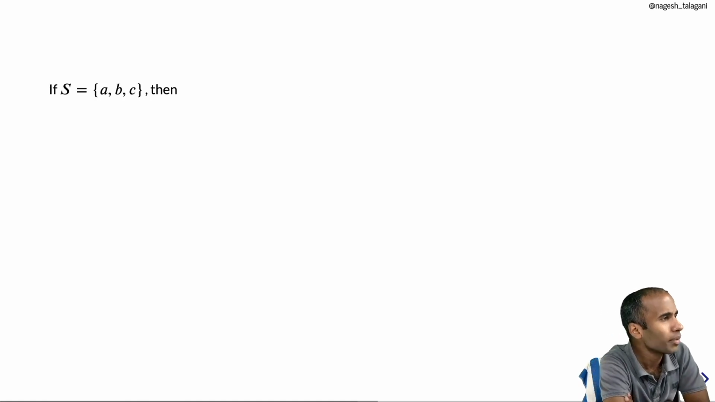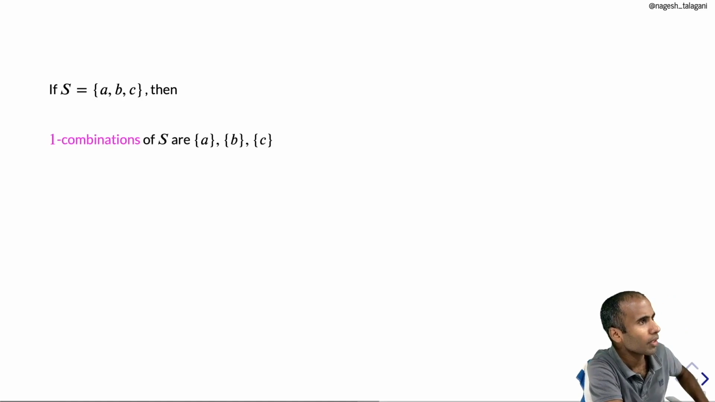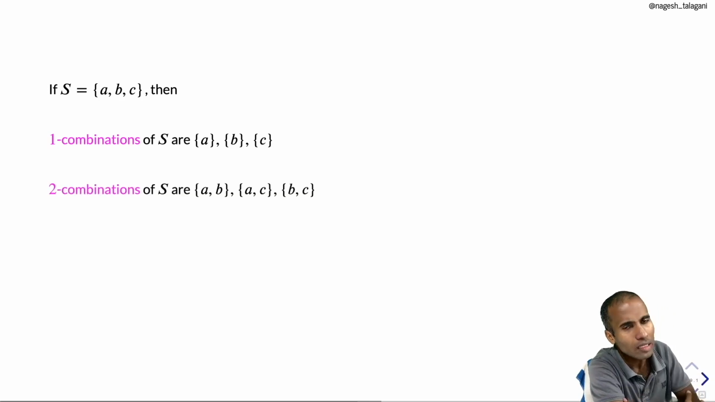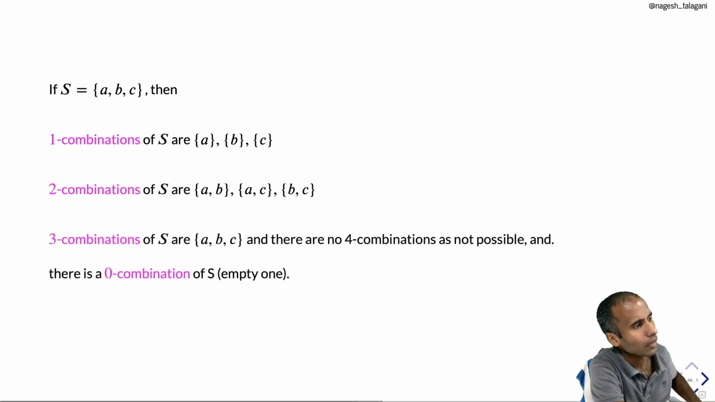We have three objects in the set S: a, b, c. Let us see what all the 1-combinations are. One-combinations are one-element subsets: {a}, {b}, {c}. Two-combinations of S are two-element subsets: {a,b}, {a,c}, {b,c}. There is only one 3-combination, which is the whole set {a,b,c}, and there are no 4-combinations because we cannot pick four objects from three objects. Of course, there is one 0-combination, which is the empty set.